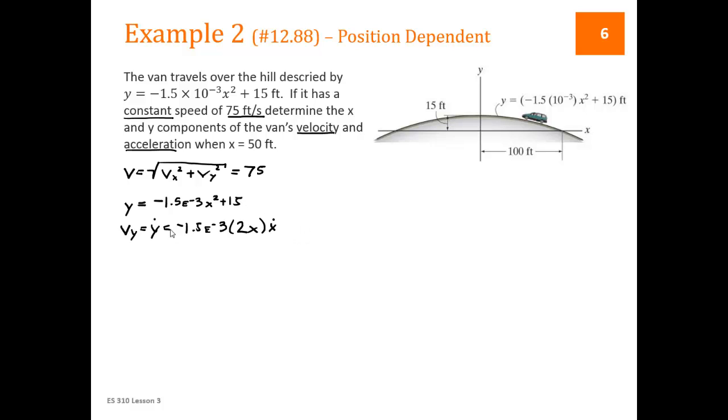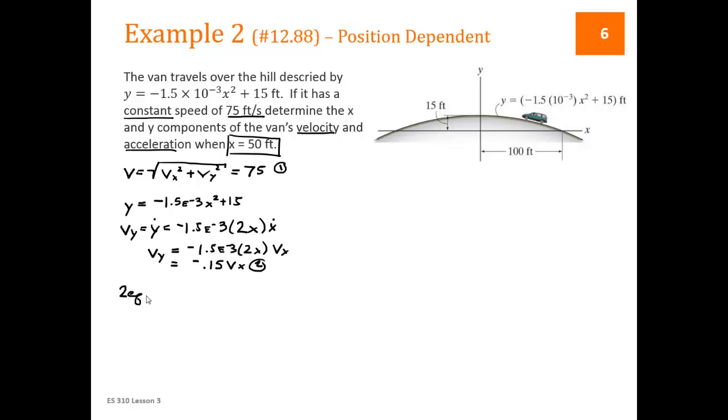All right, so what we've now figured out how to do is write Vy in terms of 1.5 e to the negative 3 times 2x Vx. But we know what x is in this situation, right? x is given as 50 feet. So Vy is going to be, if we plug in 50 for x and multiply it out, negative 0.15 Vx. So this is our first equation. This is our second equation.